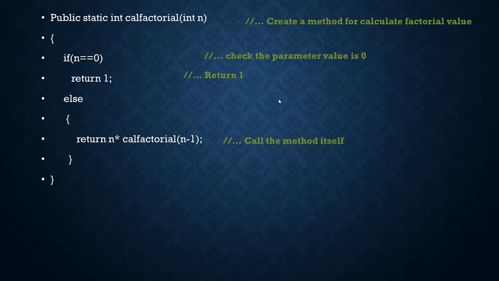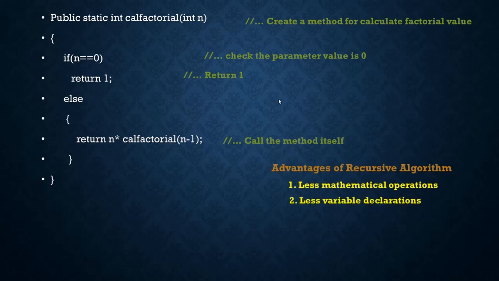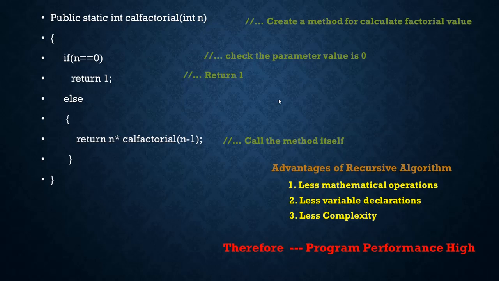Now just look at this. You have only one comparison, an if statement, and two mathematical operations. Therefore, compared to the previous one, you have fewer mathematical operations, fewer variable declarations and less complexity. Therefore, your program has very high performance.